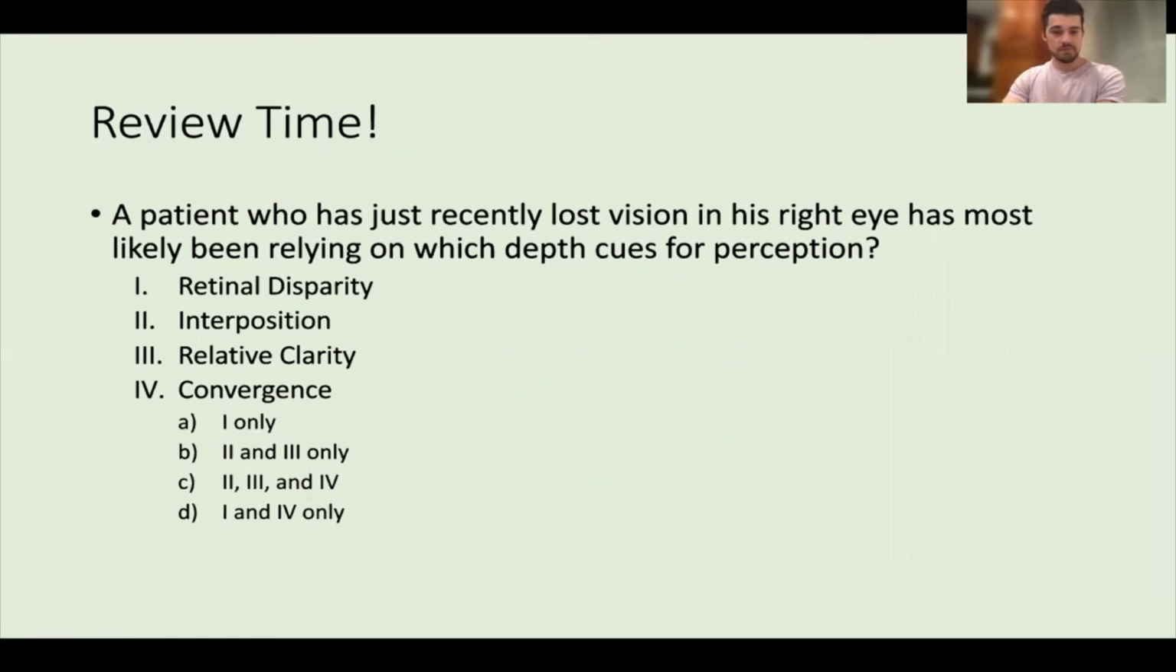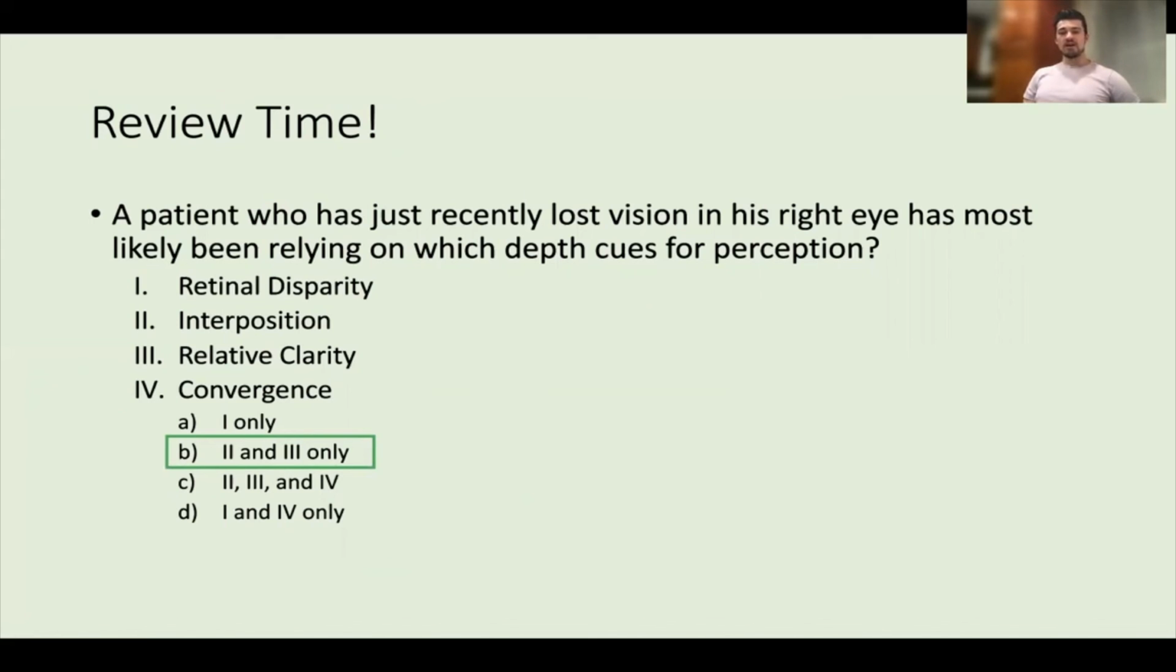Okay, let's review. So a patient who has just recently lost vision in his right eye has most likely been relying on which depth cues for perception? So we have Roman numeral 1, which is retinal disparity, 2 is interposition, 3 is relative clarity, and 4 is convergence. So the answer is 2. I'm sorry, the answer is B, which is 2 and 3 only. This was just pretty much a basic comprehension question. You just have to know the definitions of the 4 of these.